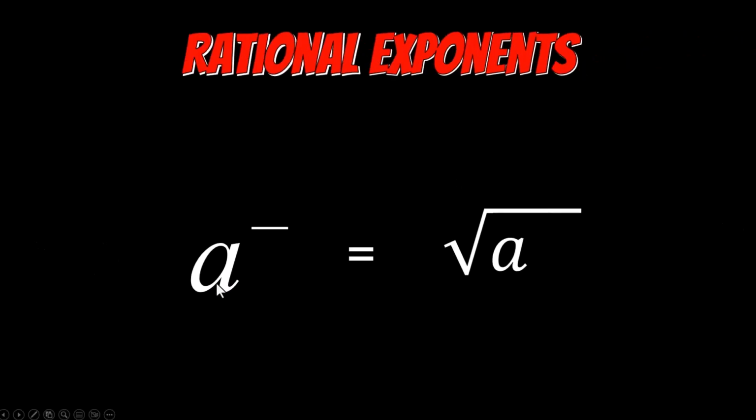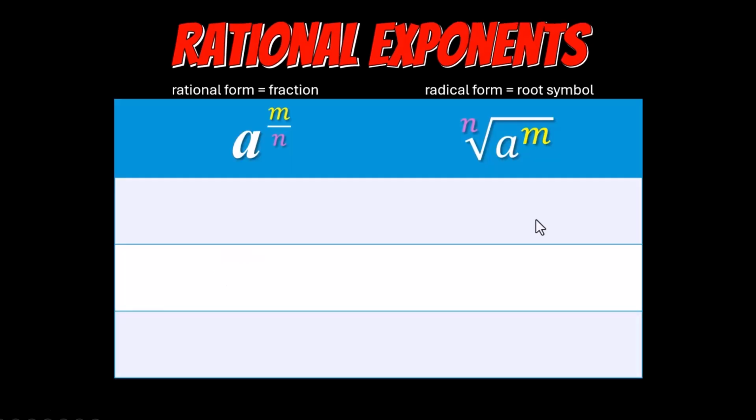If you have a number that is raised to some fraction, the number that's on the top will go on the inside, and the one that's on the bottom, the denominator, will be on the outside. Let's do some examples so you can see what's going on here.